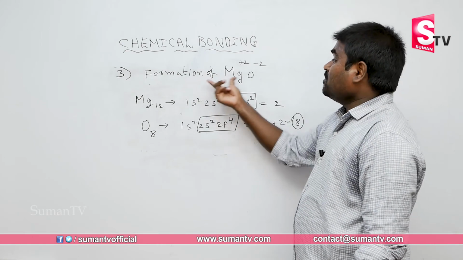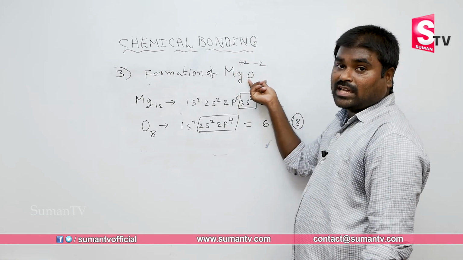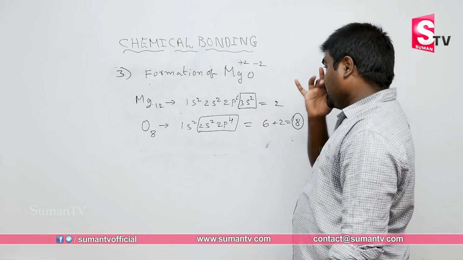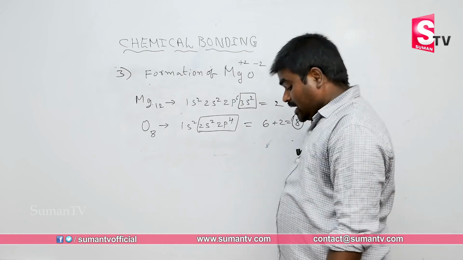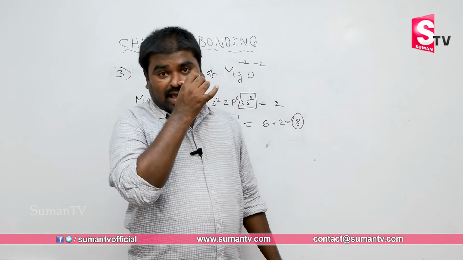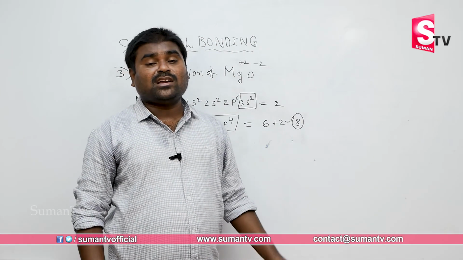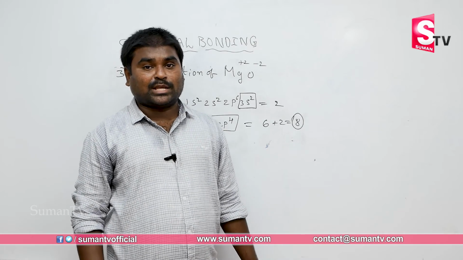Okay? Formation of magnesium oxide. Magnesium loses 2 electrons. Oxygen gains 2 electrons. Understand? This is the way, children, to form an ionic bond. Now we have seen the formation of ionic bond. Ionic bond means the transferring of electrons between ions. We call it an ionic bond.